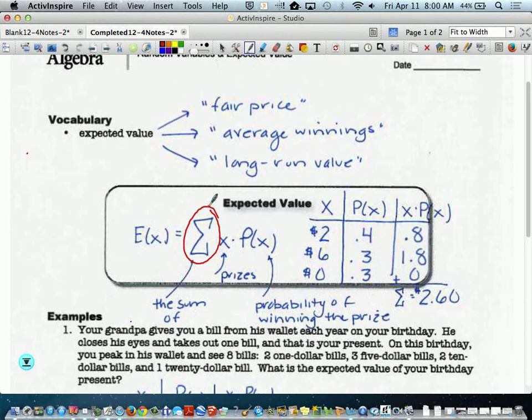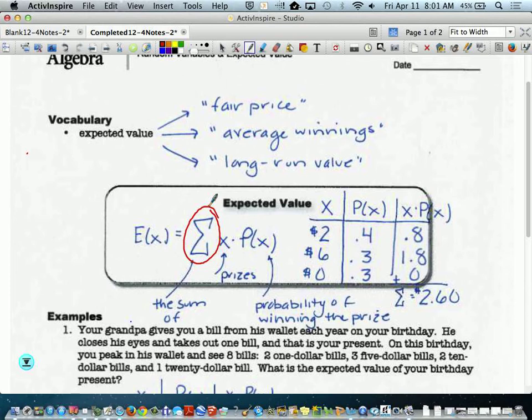And so when you look at a table, the x's here represent, you're maybe playing a game and you win $2, you win $6, you win $0. The probabilities are listed in the table. You have a 0.4 chance of winning $2, you have a 0.3 chance of winning $6, and you have a 0.3 chance of winning $0. When you multiply those together, it turns out to be 80 cents, $1.80, and $0. And so my expected value is going to be $2.60 every time I play this game.